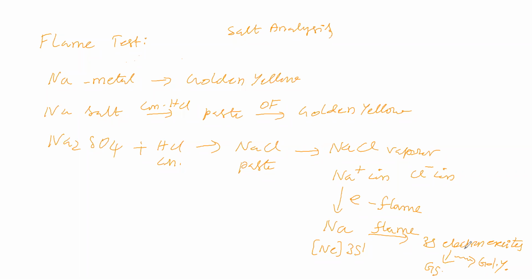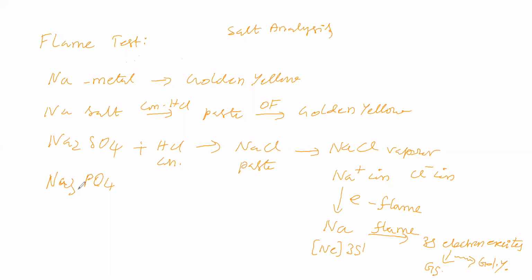Now we will take some other sodium salt, for example, sodium phosphate. This sodium phosphate is mixed with conc. HCl and made into a paste. The paste has sodium chloride. Sodium chloride is introduced into the oxidizing flame, and the same process takes place and gives golden yellow color.